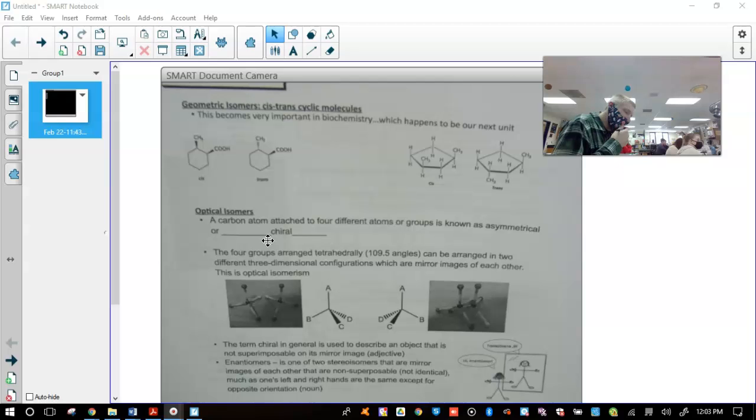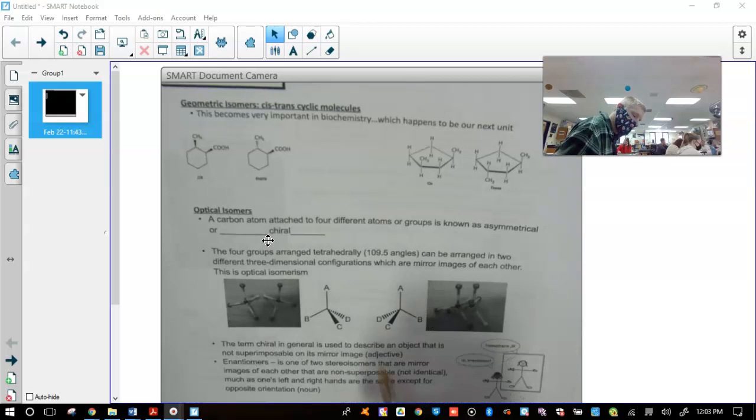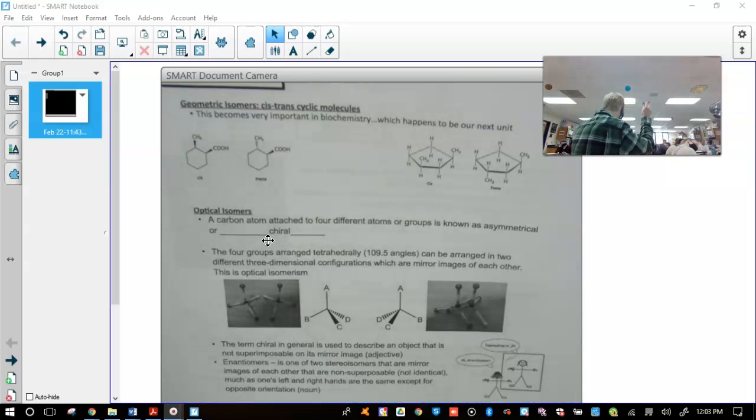So the 4 groups arranged tetrahedrally, at a 109.5 angle, can be arranged in 2 different 3-dimensional configurations, which are mirror images of each other, just like that. And it's really hard to see, even in a picture. That's why if you want to pass this around, you can look at it. They're mirror images of each other, but once you put it on top of it, you can see that it is actually slightly different. Boom.